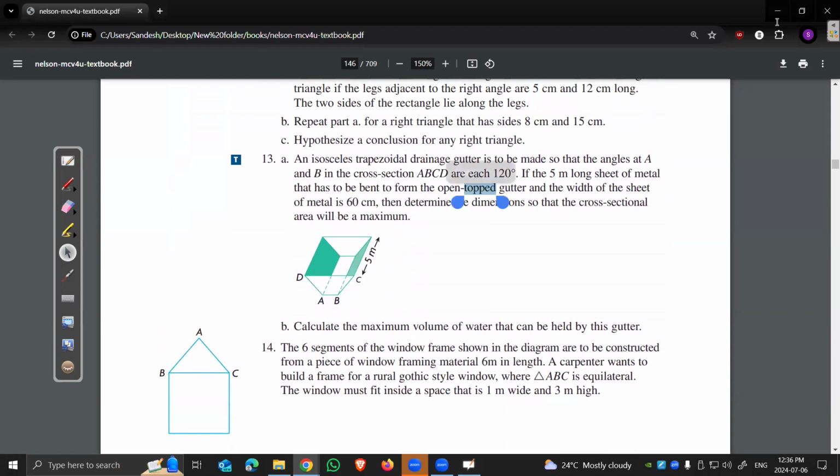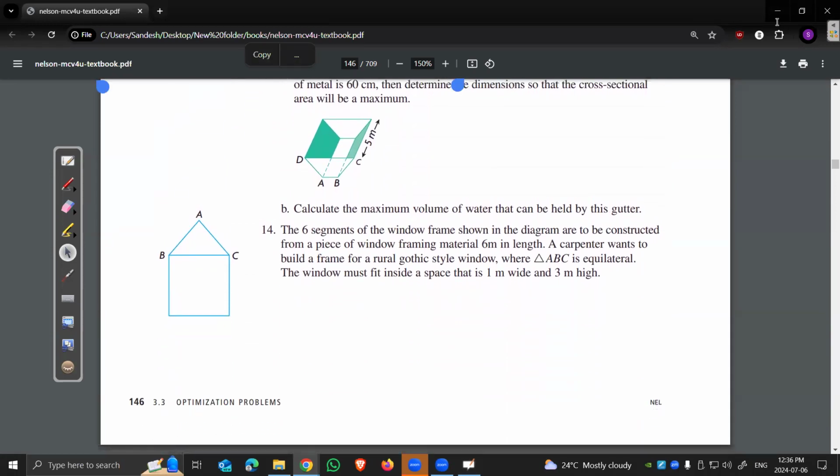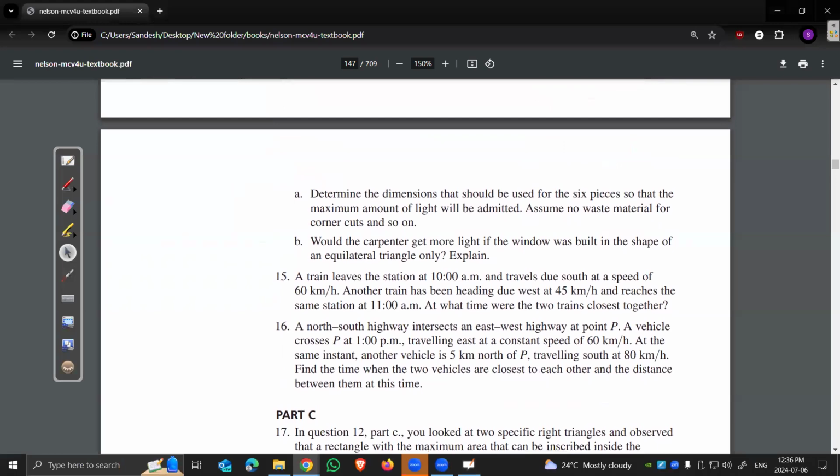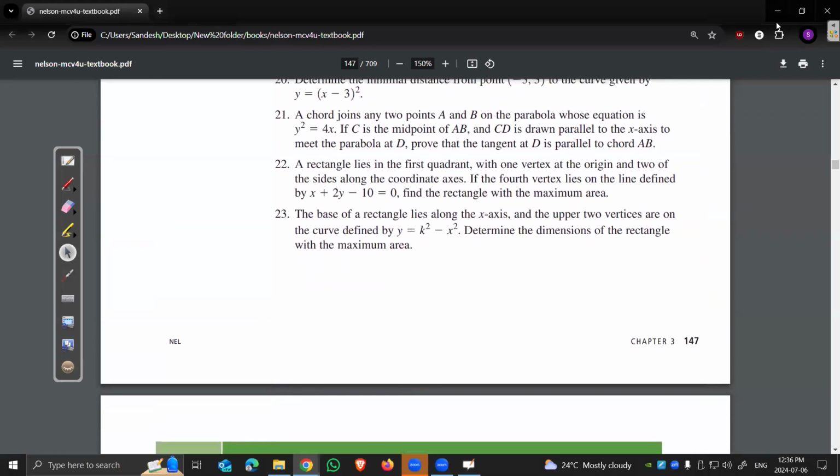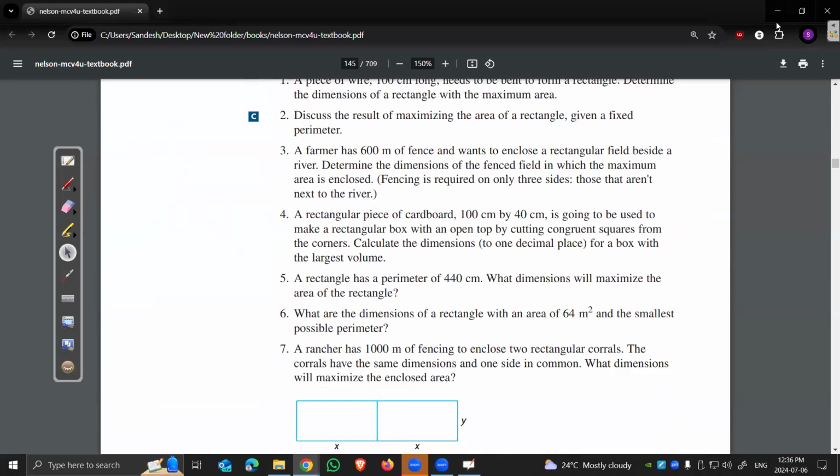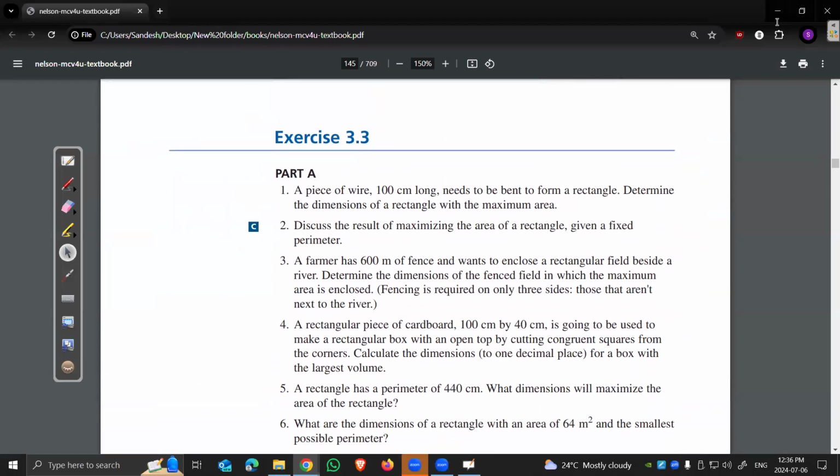I'm not even going to bother with this because that's kind of hard to see. Let's see, there are no AK questions here, which is terrible. There's this: discuss the result of maximizing the area of a rectangle given a fixed perimeter. The answer is that it has to be a square. A square always maximizes the area. It's the only quadrilateral that maximizes the area when you're given a perimeter.